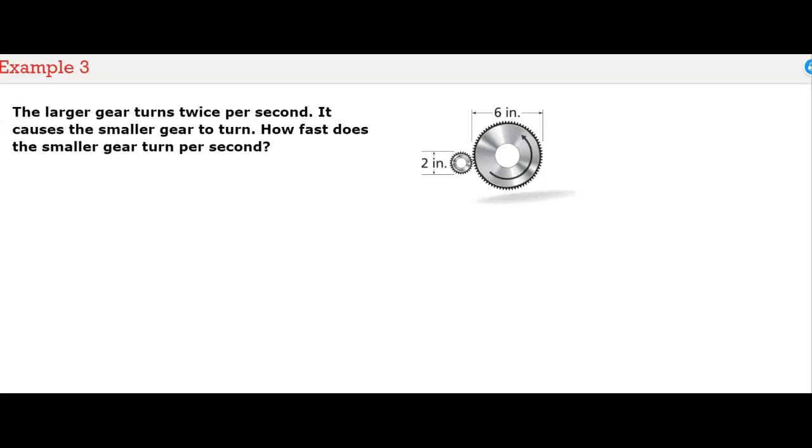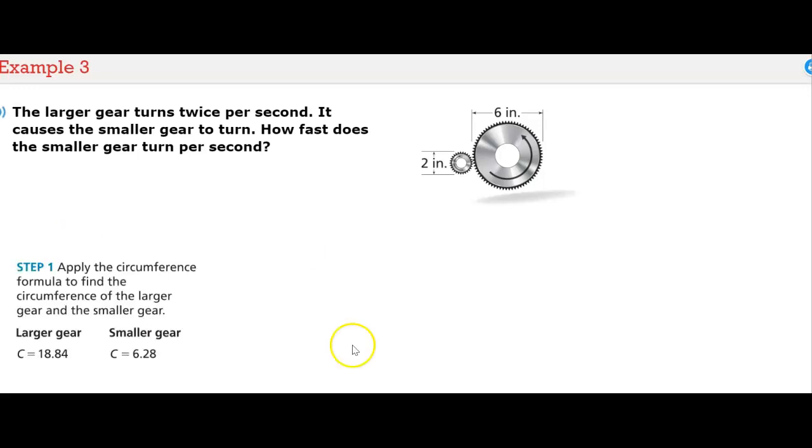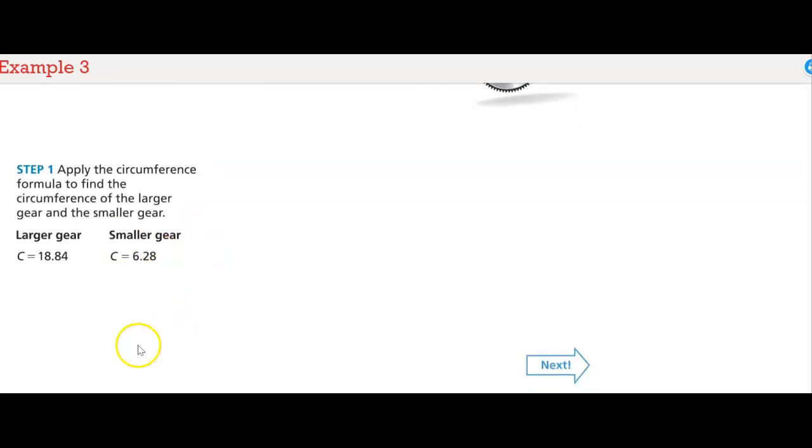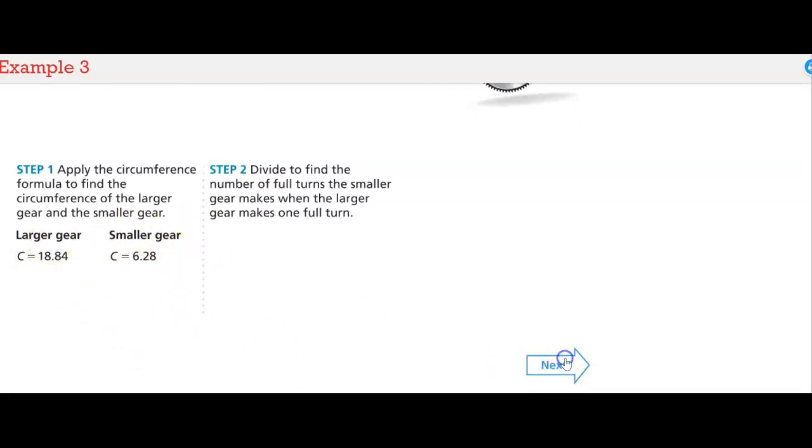The larger gear turns twice per second. It causes the smaller gear to turn. How fast does the smaller gear turn per second? Step 1, apply the circumference formula to find the circumference of the larger gear. So we have the larger gear and smaller gear. Circumference, and then step 2, divide to find the number of full turns the smaller gear makes when the larger gear makes one full turn.